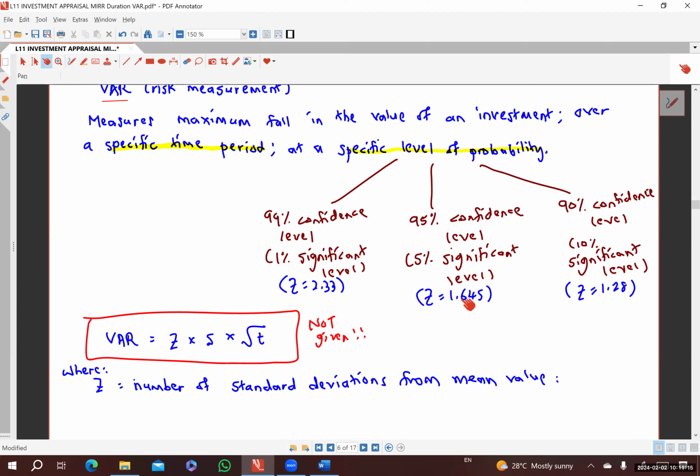Alternatively, you can try to remember this if you can. Then you don't have to look at the table. Then you will be a bit faster in the exam. But they only ask you these three levels.